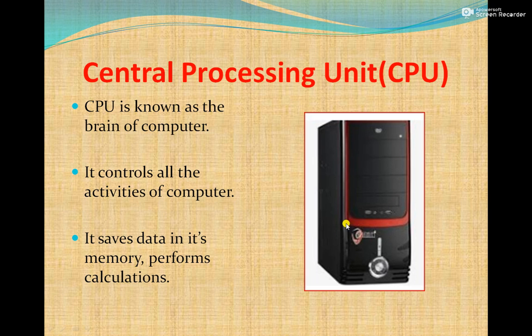Why do we call it the brain? Because this CPU controls all the activities of the computer. What kind of activity does it do? It saves data in it. Whatever the command, whatever the file, whatever the drawing you are going to save, all those files are saved in the memory of the CPU. And when you want to do complex or difficult calculations, all those calculations are performed by this CPU only.